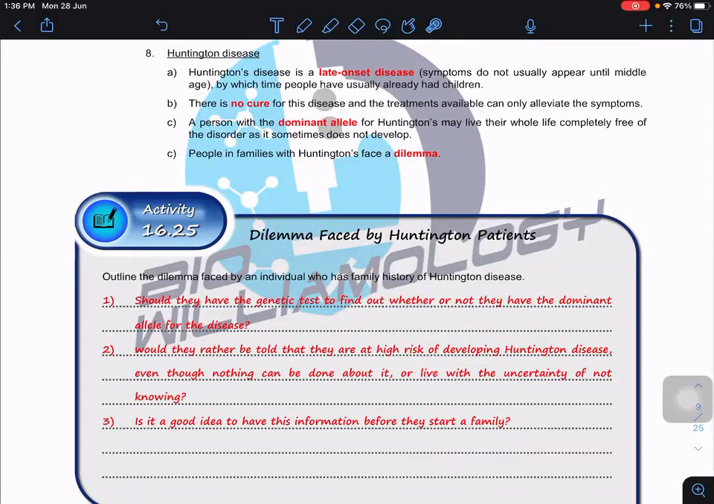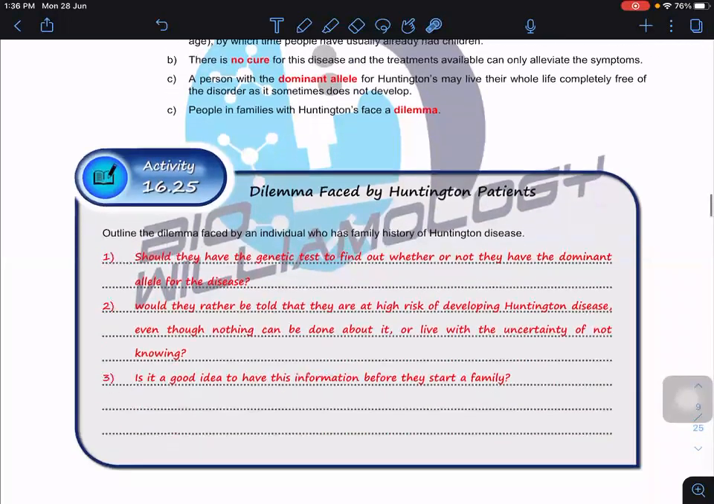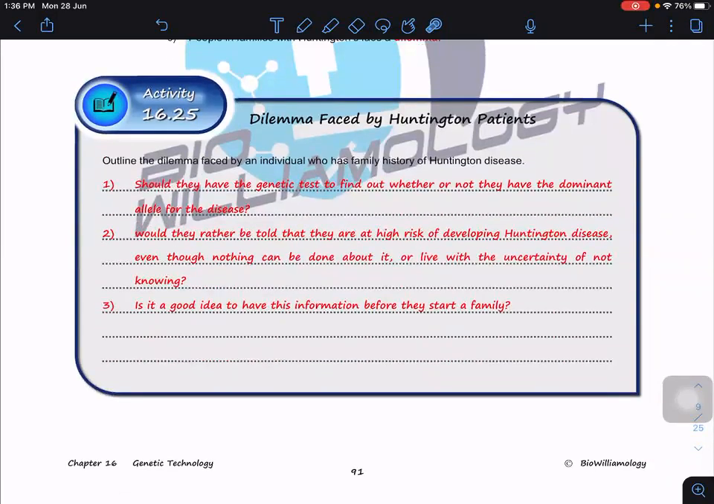So why do we need to do this checking? What are the benefits? For family planning, you want to plan whether, since I have Huntington disease, I am a carrier of the dominant allele, so maybe I don't want to have children at all. But again, we do know that there is no cure for the disease. A person with the dominant allele may develop it, so people with a family history face a dilemma in this case. Why? Because should they have the genetic test to find out whether or not they have the dominant allele for this disease?